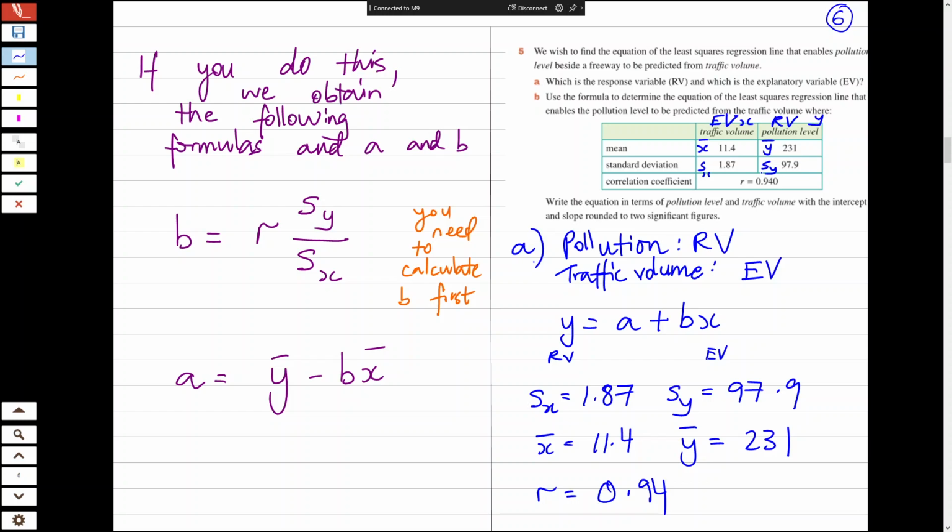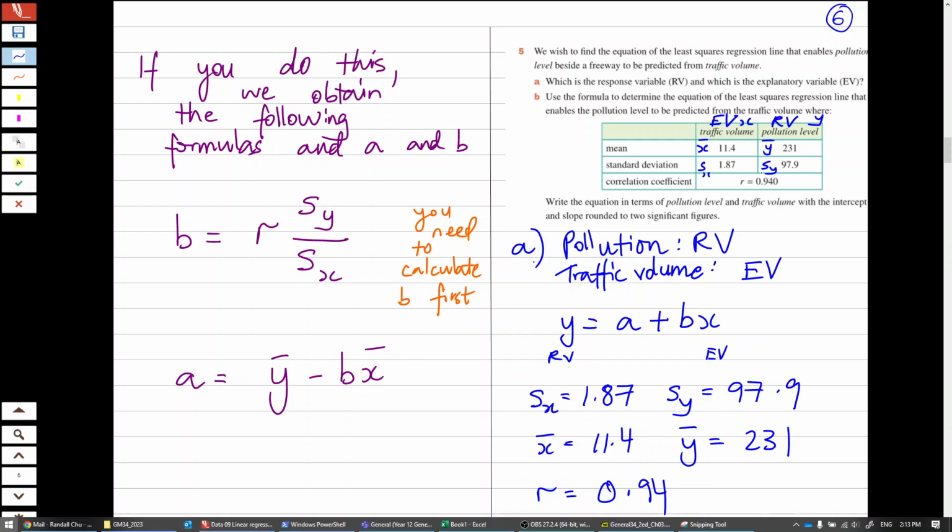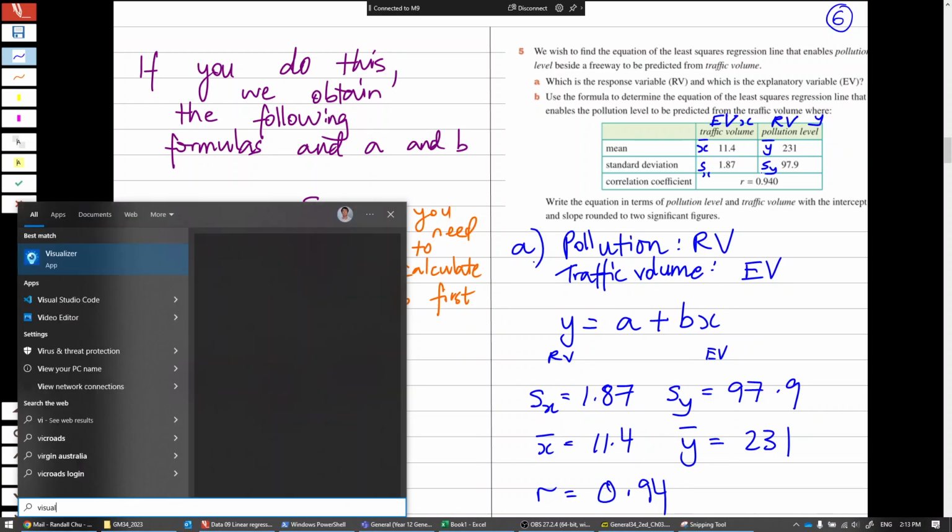Go get your CAS calculators. They need to come to a maths class.